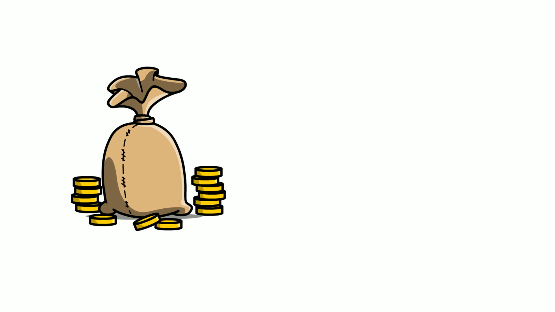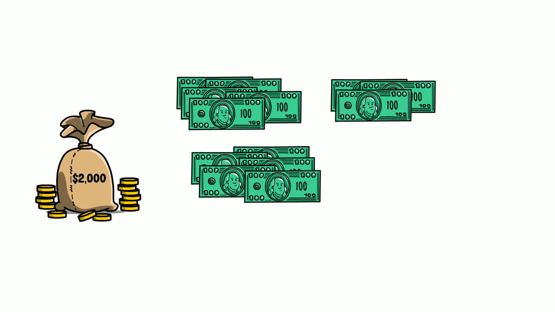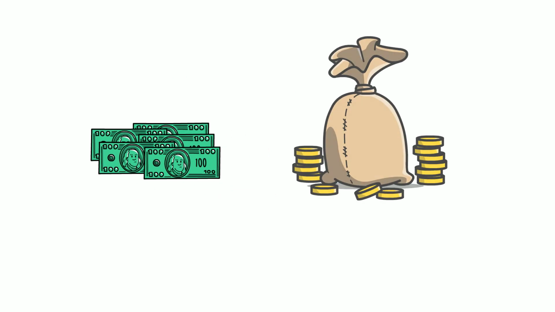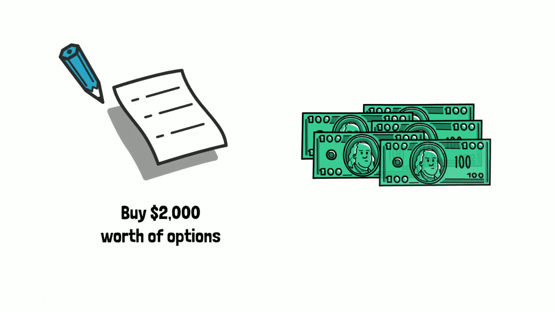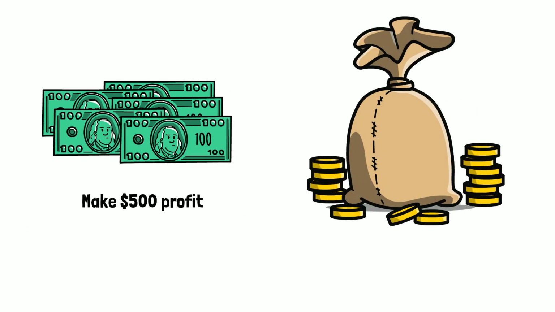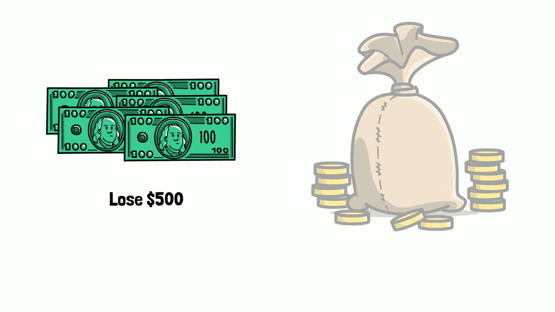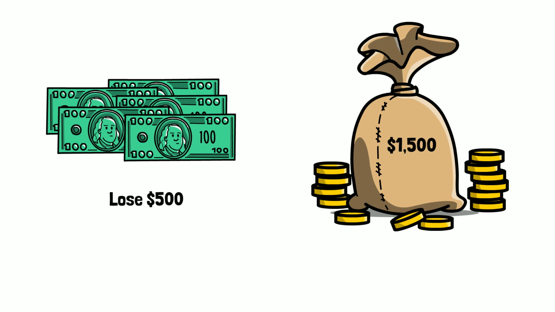To clarify how this works, suppose you had $2,000 in your cash account and you were trading options. You could buy $500 worth of options 4 times in one day and then close them out at the end of the day, and whatever went back into your account would be available for you to trade with the next day. If you made $500 on your trades, you would have $2,500 to start with the next day. If you lost $500, you would have $1,500 available to start with the next day.